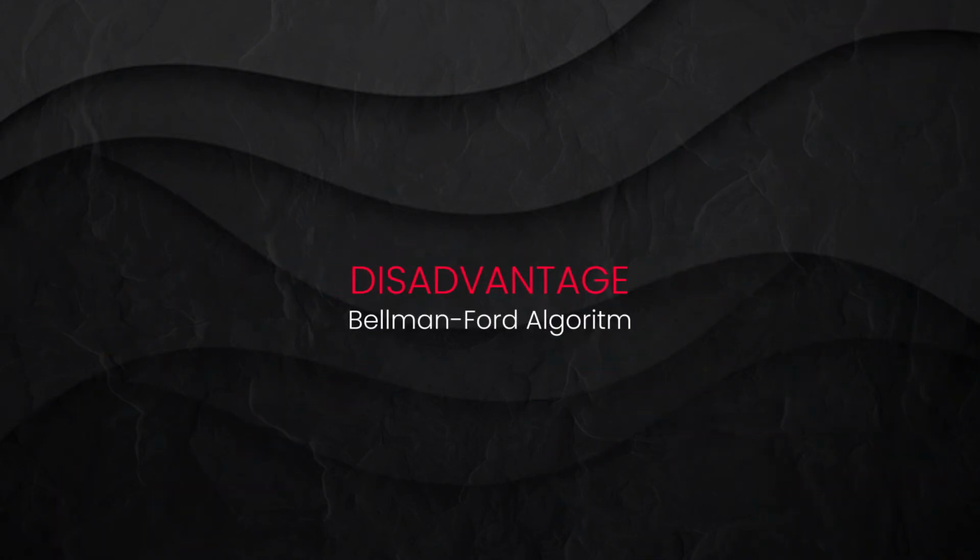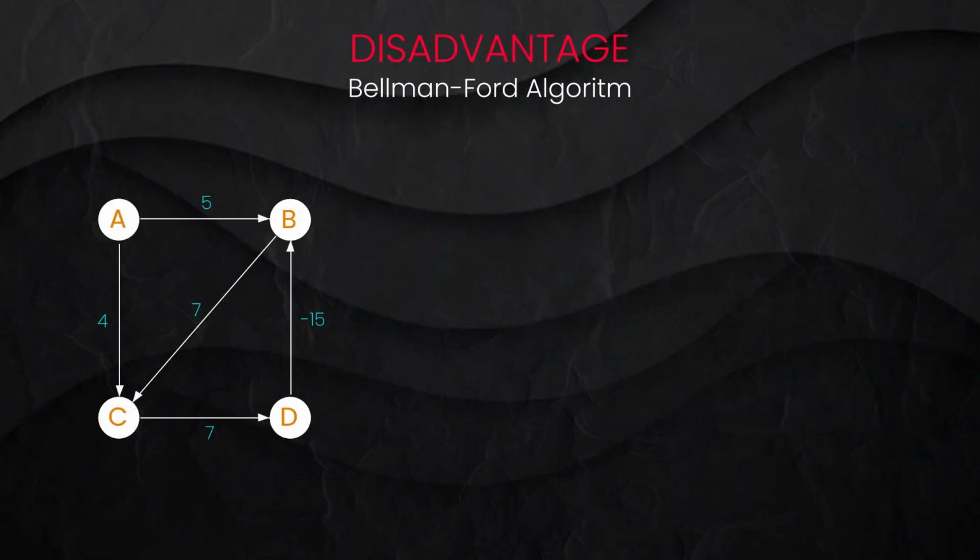Let's discuss the disadvantage of the Bellman-Ford algorithm. Now look at this example. In this particular example, you have a negative arc weight, and that negative arc forms a cycle. That means if it starts from C, it will come back and end at C. If it starts from B, it will end at B. If it starts from D, the cycle ends at D. So the source and the destination will be the same place in this cycle, and in that cycle, you have a negative weight. So the Bellman-Ford algorithm will not work in such cases.